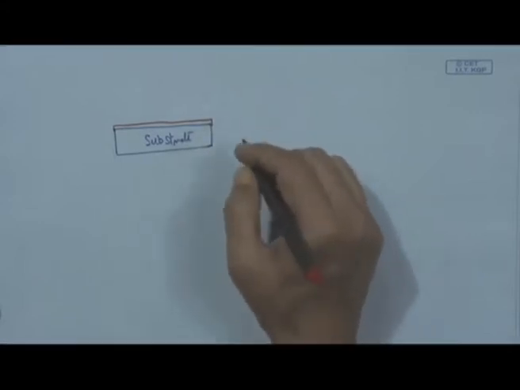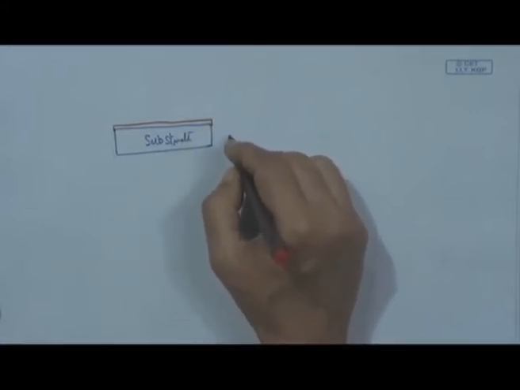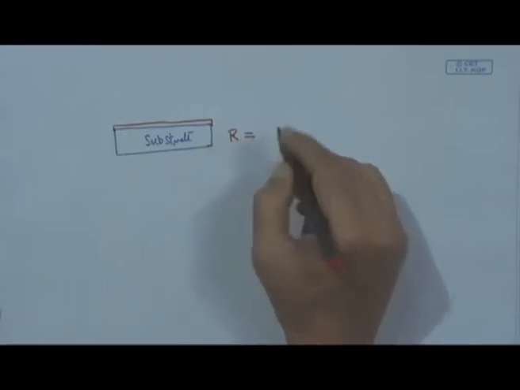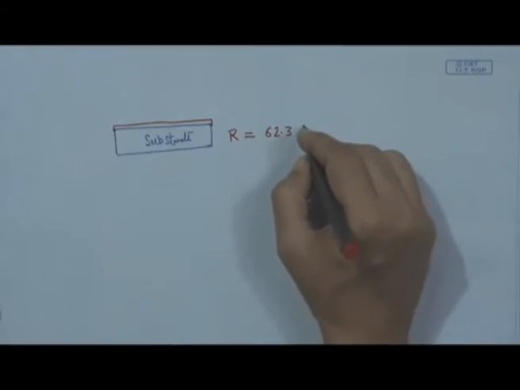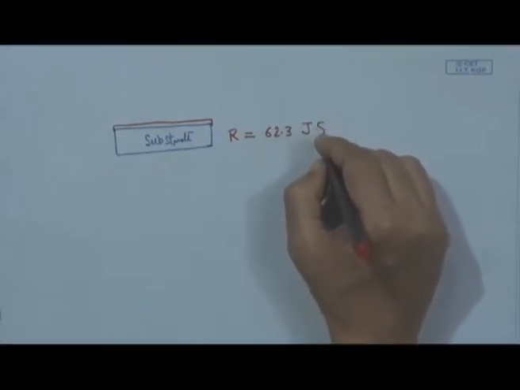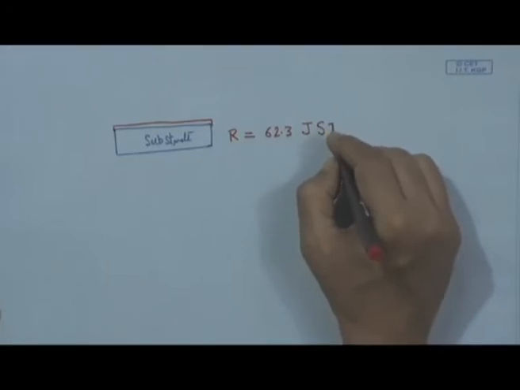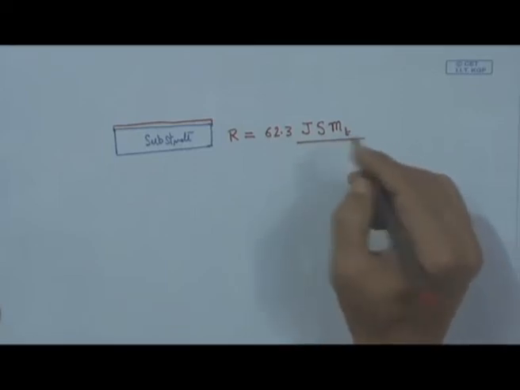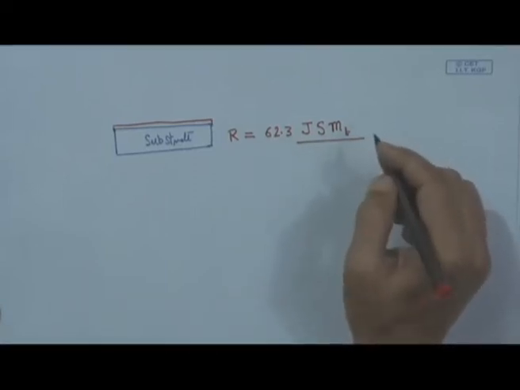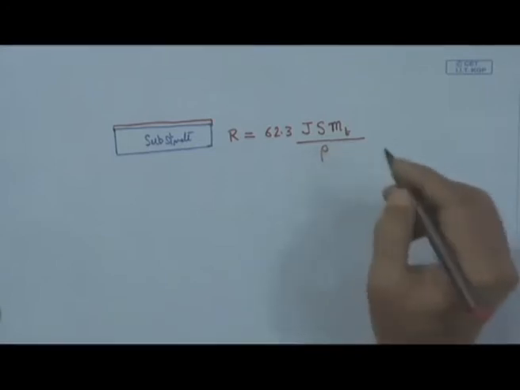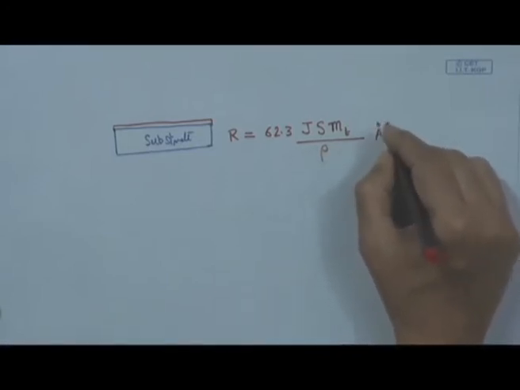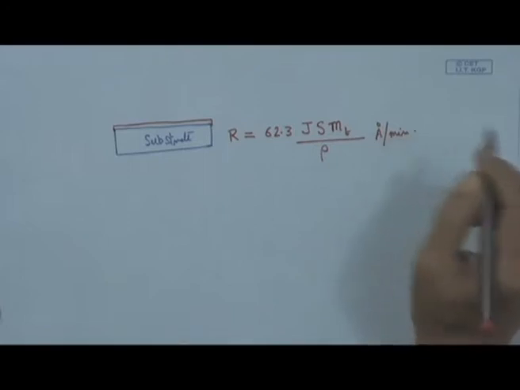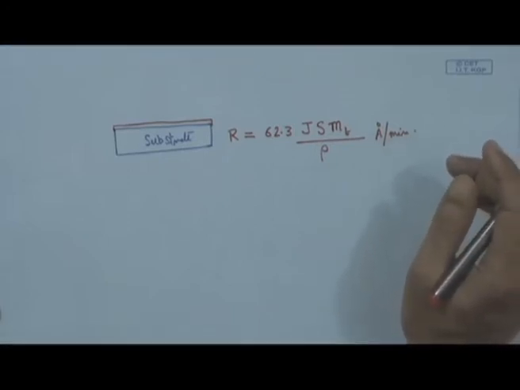So, a relation is already available, that means the sputtering rate is given by 62.3 times J times S times M, divided by rho (the density), in so many angstrom per minute. That is a relation one can look at, and this is a very handy relationship.